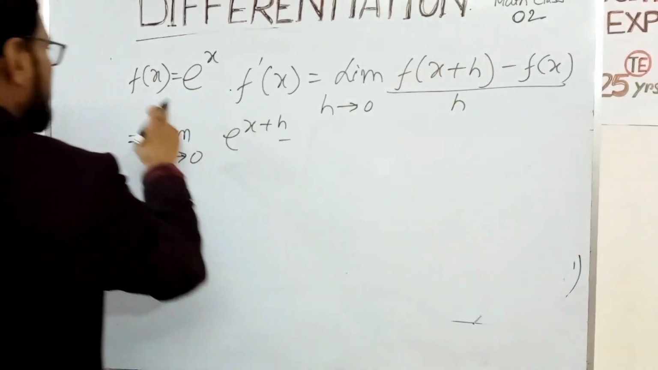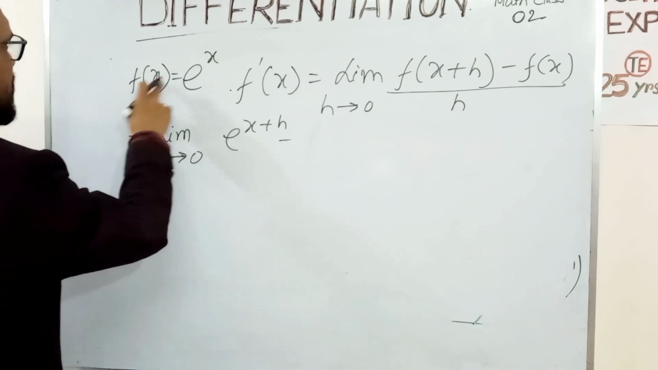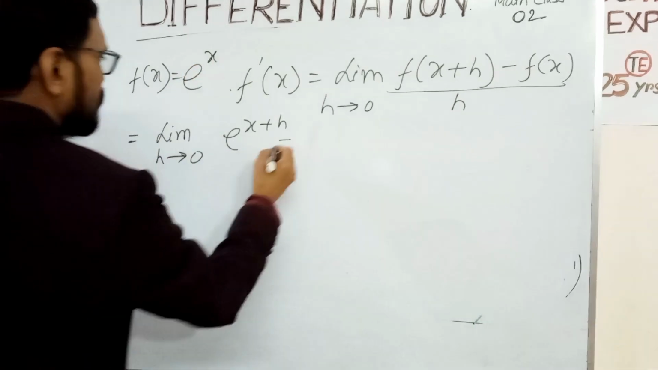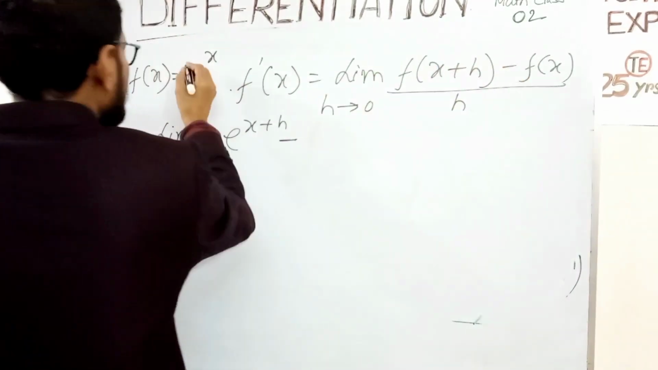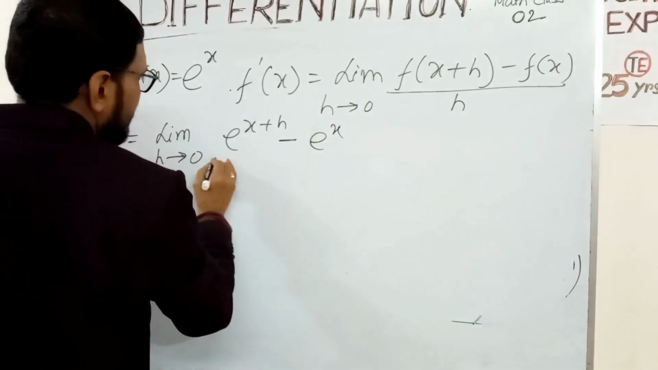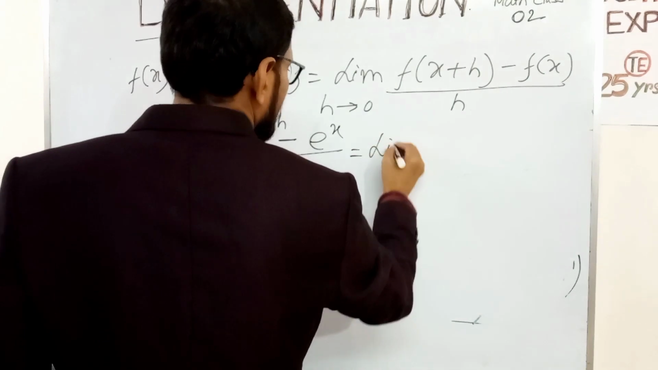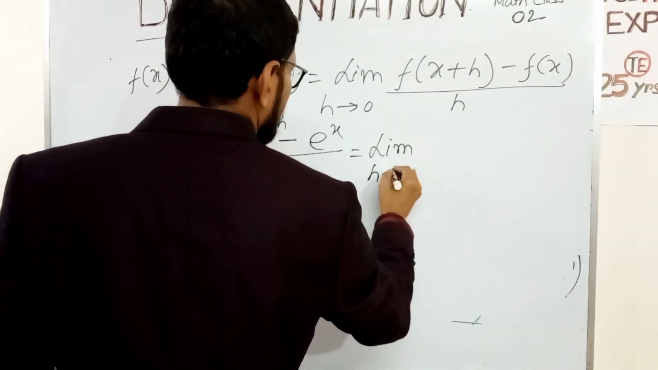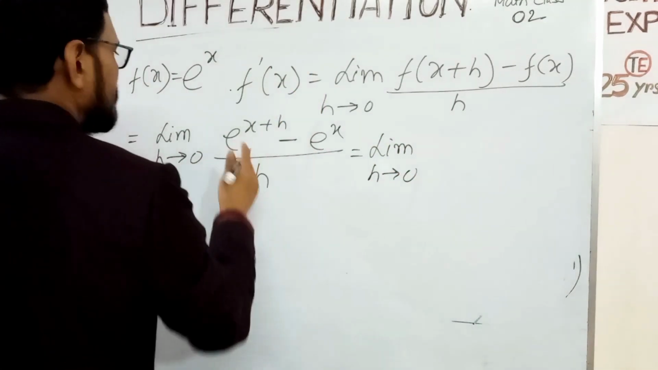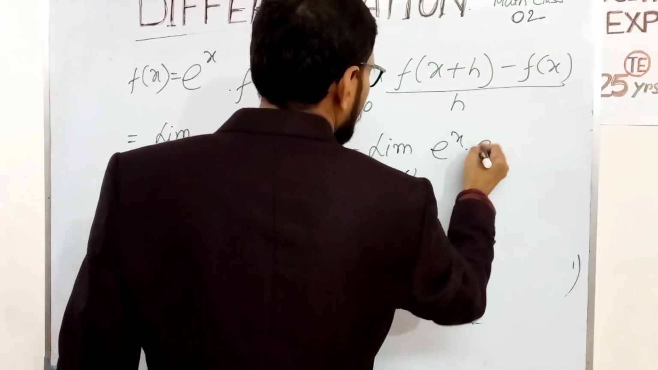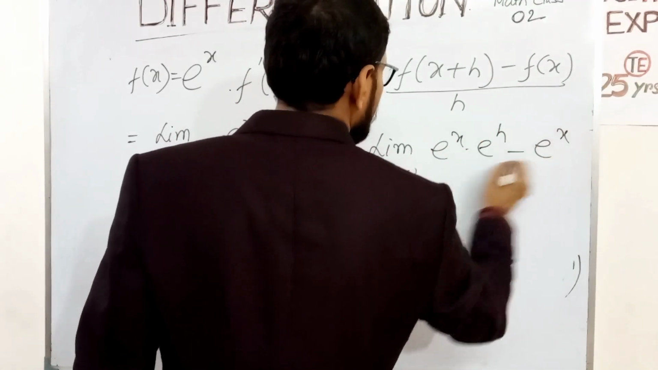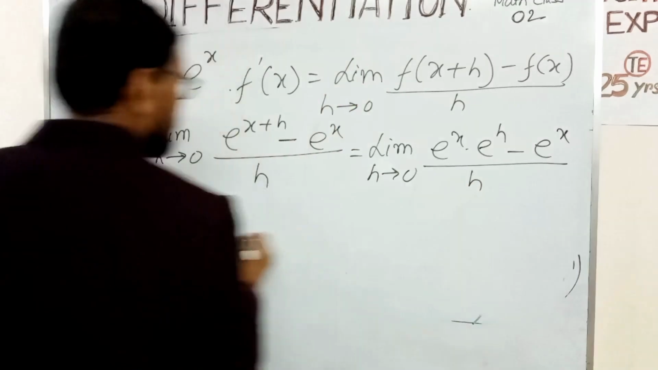f of x plus h minus f x, where f x equal to e to the power x. So f of x plus h will be e to the power x plus h, so e to the power x plus h minus e to the power x, by h. Now this will be e to the power x into e to the power h minus e to the power x, by h.